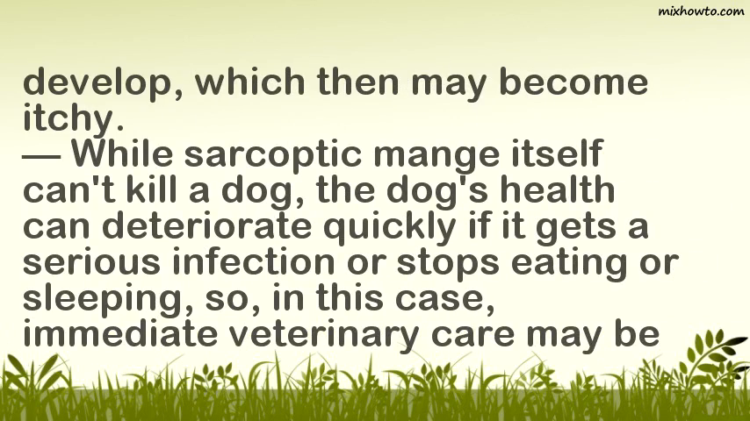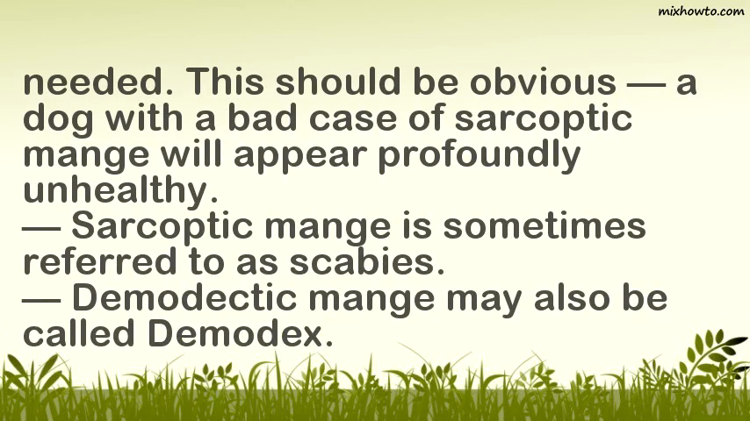While sarcoptic mange itself can't kill a dog, the dog's health can deteriorate quickly if it gets a serious infection or stops eating or sleeping, so, in this case, immediate veterinary care may be needed. This should be obvious. A dog with a bad case of sarcoptic mange will appear profoundly unhealthy. Sarcoptic mange is sometimes referred to as scabies. Demodectic mange may also be called demodex.